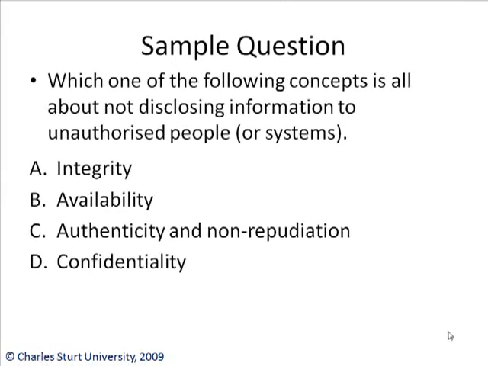Sample question. Which one of the following concepts is all about not disclosing information to unauthorized people, or nowadays I think you can also say unauthorized systems? Answer A, integrity. Answer B, availability. Answer C, authenticity and non-repudiation. And answer D, confidentiality. I'll give you a couple of seconds to think about the answer, and then as usual we continue.